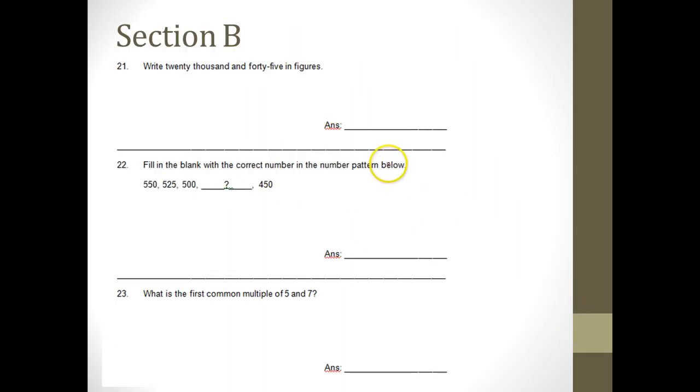Section B, question 21. Write 20,000 and 45. So 20,000 and 45. So this is how we write 20,000 and 45.